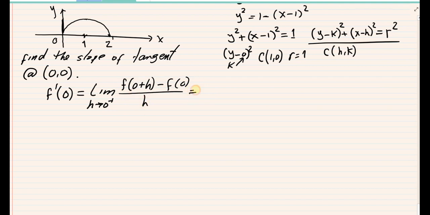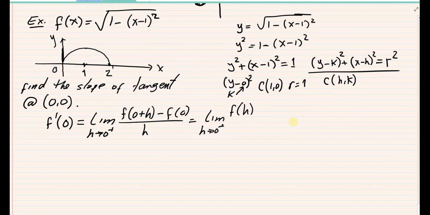Okay, and this is going to equal the limit as h goes to 0 from the right of, well, f at 0 plus h is just f at h, and f at 0 in this case, you put 0 in for the function. Well, let me just carry that one more step, divided by h. Now f at 0 ends up being 0 because you put 0 in for x. That's negative 1 squared is 1, 1 minus 1 is 0.